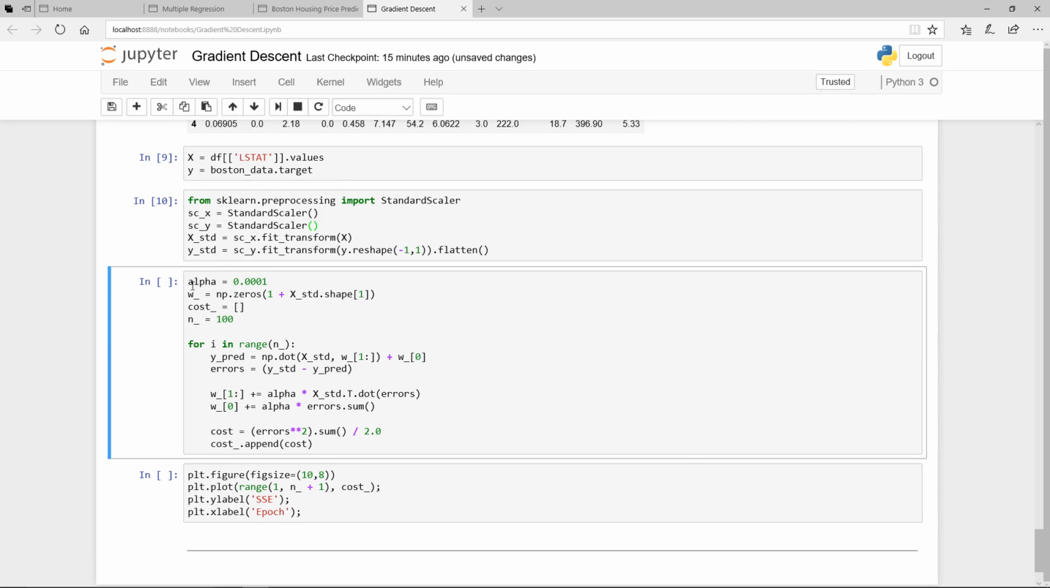Okay, so coming to the gradient descent part, we set the alpha to something slightly smaller, 0.0001, and basically this is the w itself. The cost function, we set it to an empty list. Iteration is 100, so we loop through this. Let me just highlight what this iteration is trying to do.